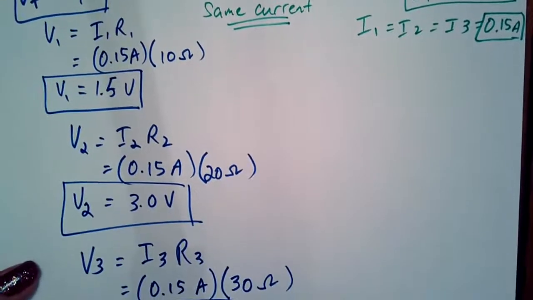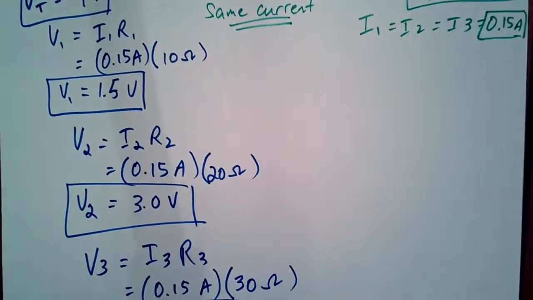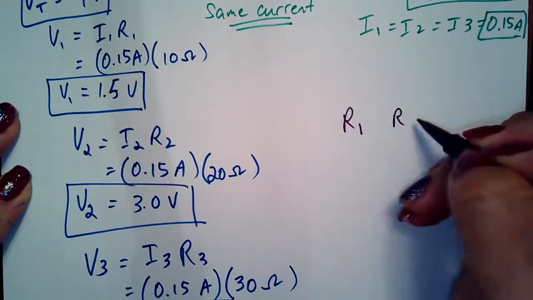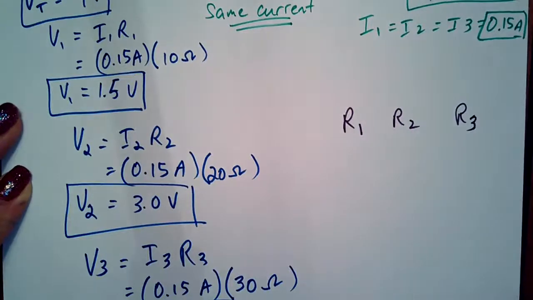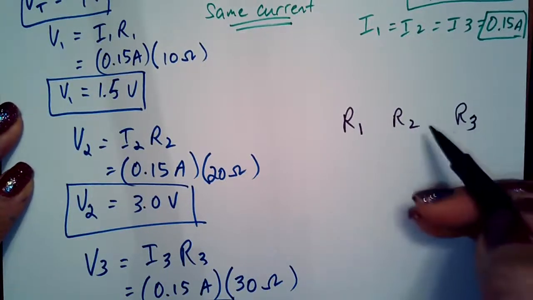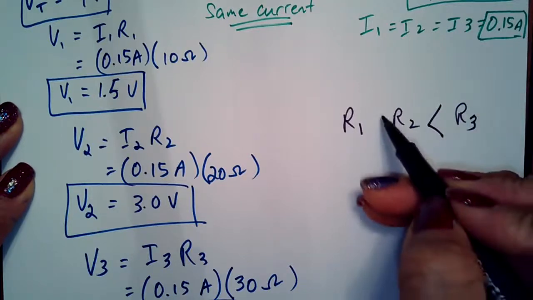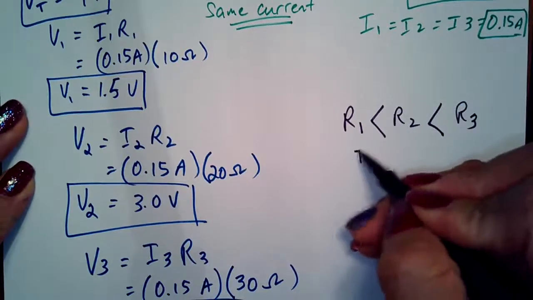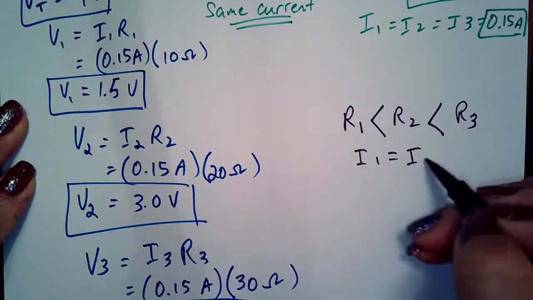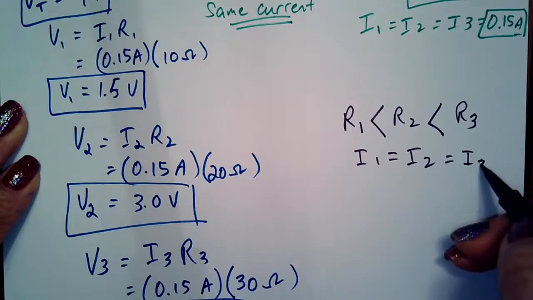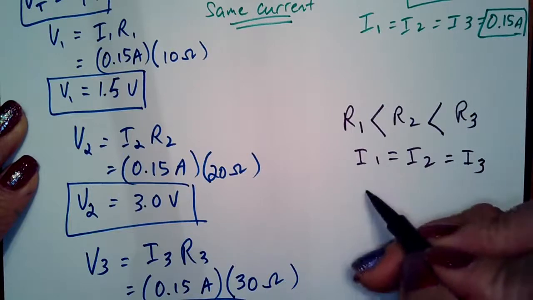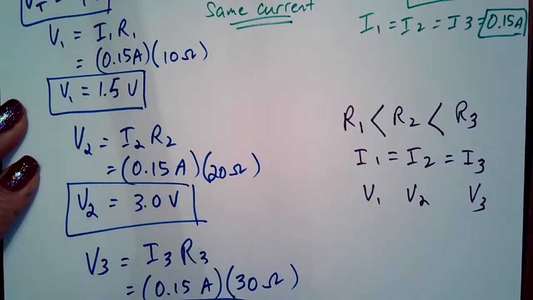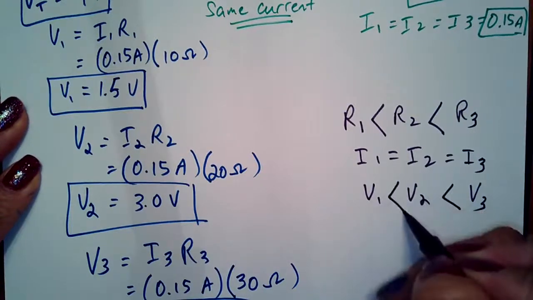Now let's take a look at the comparison here. Let's compare R1, R2, and R3 in terms of strength. R3 is 30 ohms, so it's greater than R2, and R1 is the lowest one. If you take a look at the current, there is no difference because it is in series. And when we look at the voltages V1, V2, and V3, you notice that V3 is the greatest one.